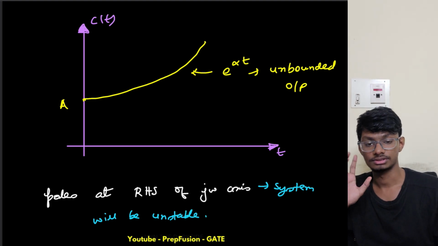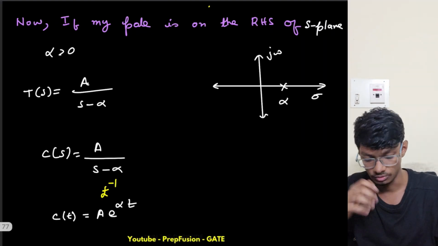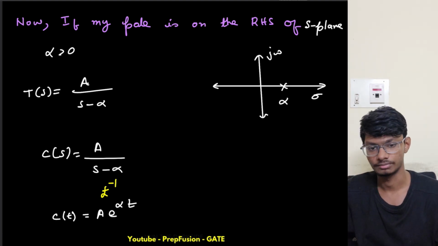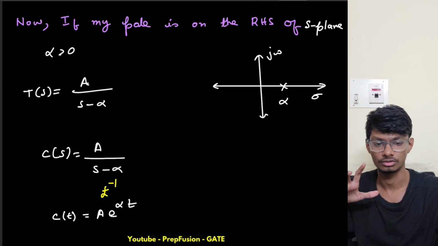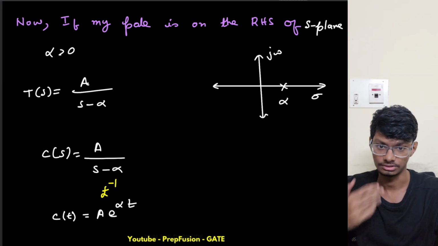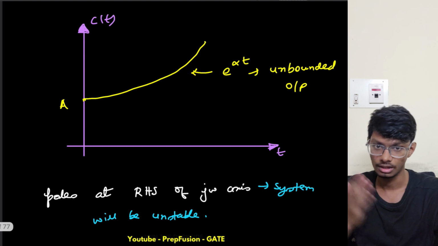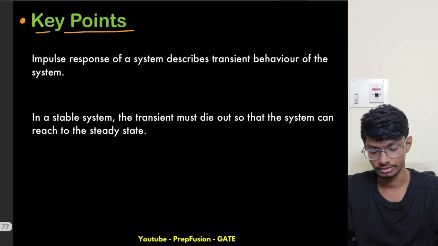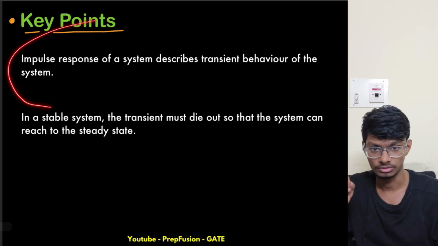Okay, so yeah, this was the main example I was coming at. In the first chapter I think I also did one example, but something got messed up, I don't remember. But here also I again mentioned clearly what happens if my poles are at the right half plane of the j omega axis. Okay, so yeah, this is what happens. Now a few points about the impulse response.